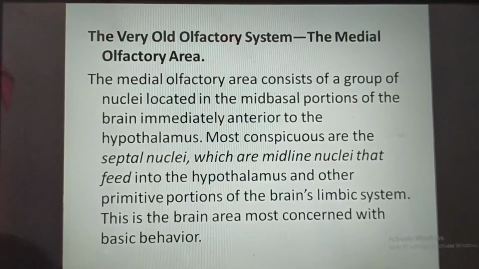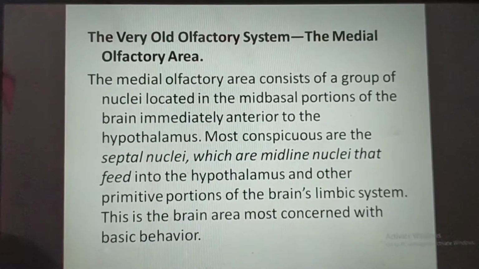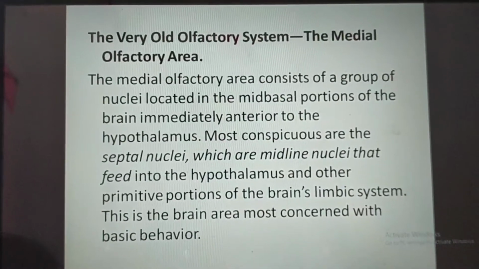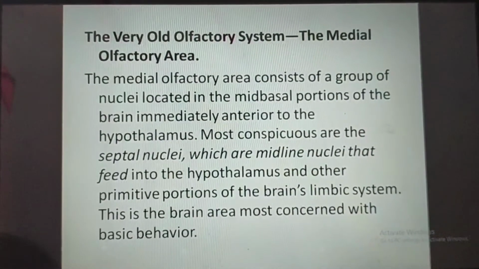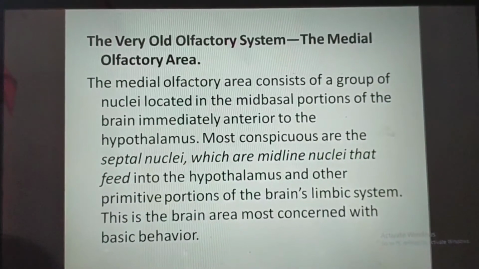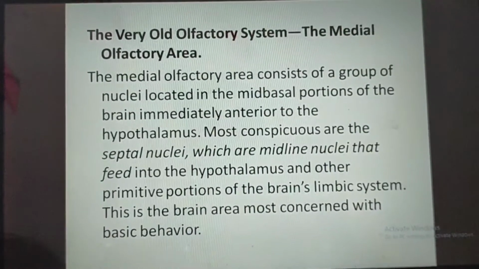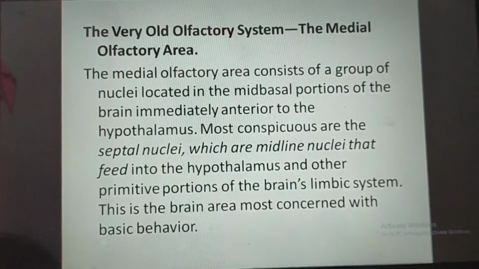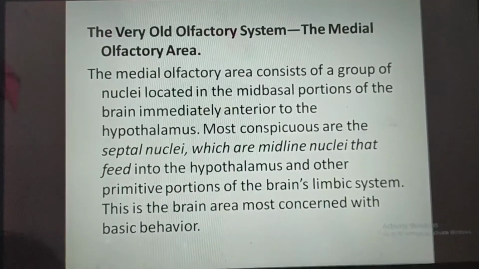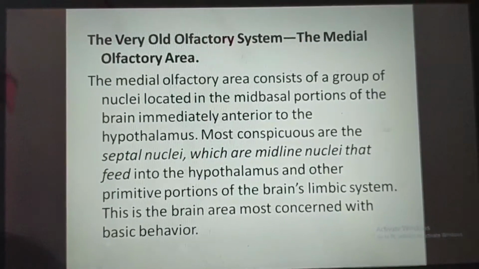First we are going to talk about the very old olfactory system, which is the medial olfactory area. The medial olfactory area consists of a group of nuclei located in the mid-basal portions of the brain immediately anterior to the hypothalamus. Most conspicuous are the septal nuclei, which are midline nuclei that feed into the hypothalamus and other primitive portions of the brain's limbic system. This is the brain area most concerned with the basic behavior. So limbic system is mainly concerned with the basic behavior pattern.